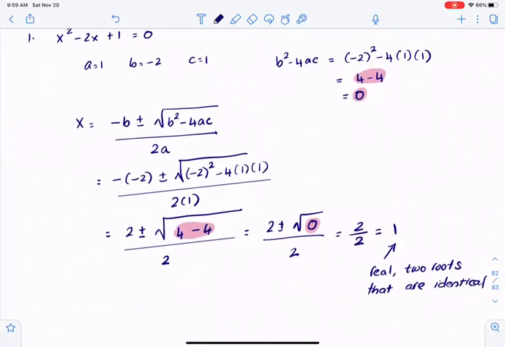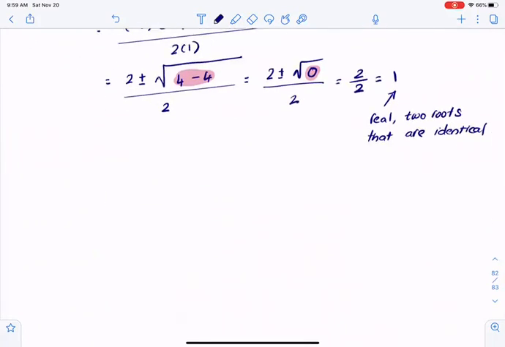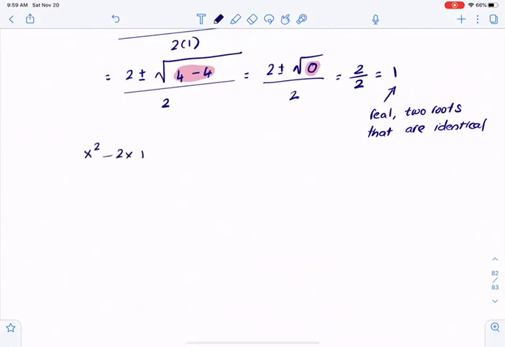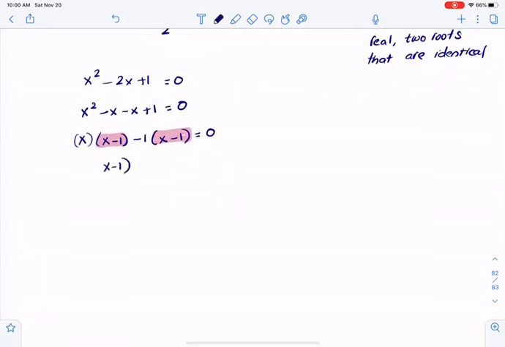Okay, now, is there a different way to approach this problem? I could have done this problem with factoring. So x squared minus 2x plus 1 equals 0. If I factor, I can write the negative 2x as minus x minus x. I have x in common in the first two terms. If I pull that out from x squared, I have x. From negative x, I have negative 1. If I pull negative 1 out, I have x minus 1. I have a common factor of x minus 1. If I pull that out, I will have x minus 1 times x minus 1 equals 0.